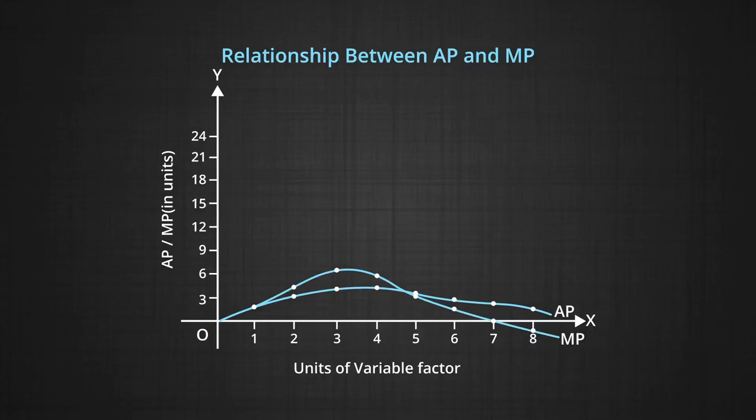When MP is equal to AP, AP is at its maximum at the third unit of the variable factor. When MP is less than AP, AP falls, that is, after the third unit of the variable factor. In fact, after the third unit of the variable factor, both AP and MP fall, but the fall in MP is faster than the fall in AP.